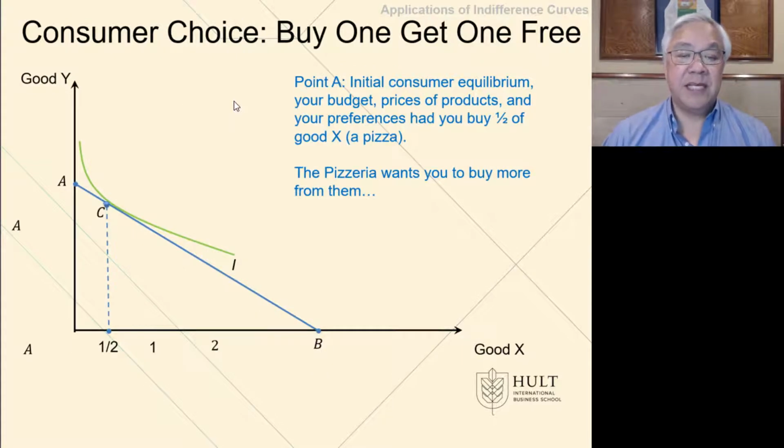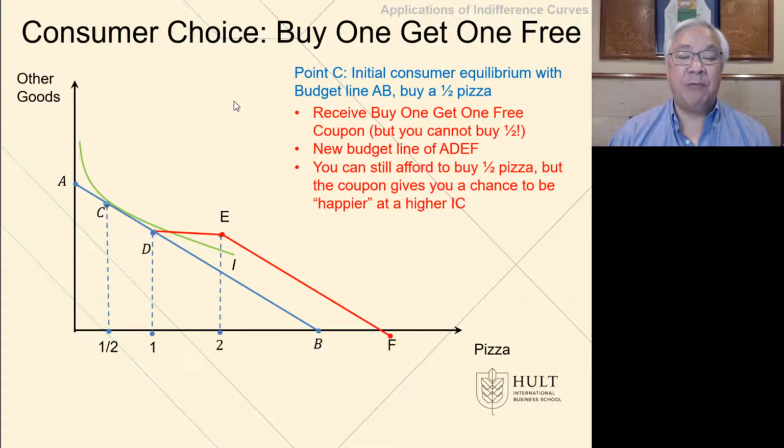The second choice is buy one, get one free. And let's use a pizza example. And let's say the initial equilibrium has you buy half a pizza. So you have half a pizza, but the pizzeria doesn't want that. They want you to buy more. So what they say is buy one, get one free. Now notice I didn't say buy half, get another half free. No, buy one and get one free.